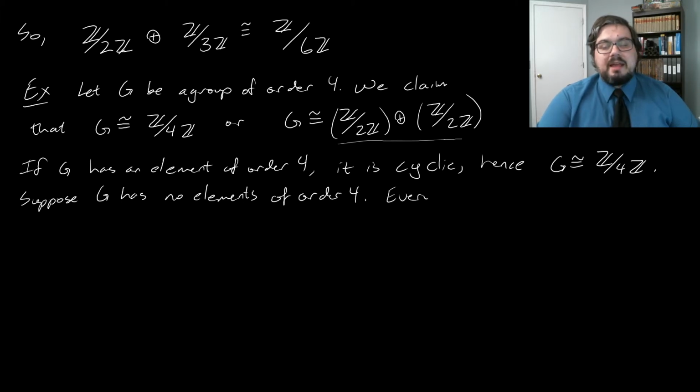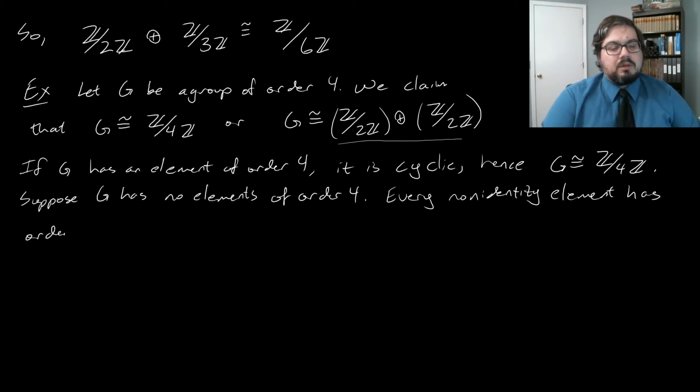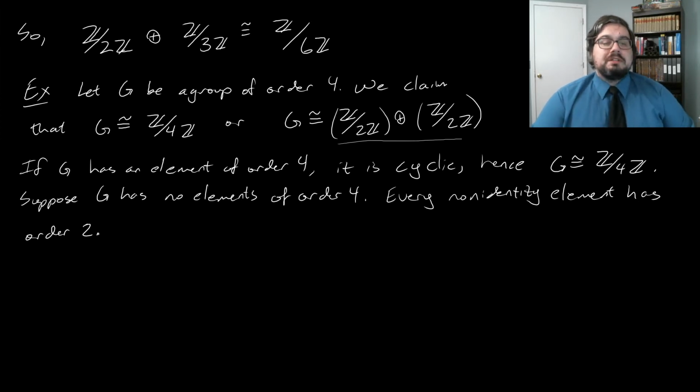Now, that means that every non-identity element has order 2, because the order of every element has to divide 4, the order of the group, but if the element is not the identity, then it can't be 1. And we've assumed that G doesn't have any elements of order 4. So all the non-identity elements have to have orders that divide 4, but aren't equal to 1 and aren't equal to 4. The only such number left is 2. So every non-identity element has order 2.